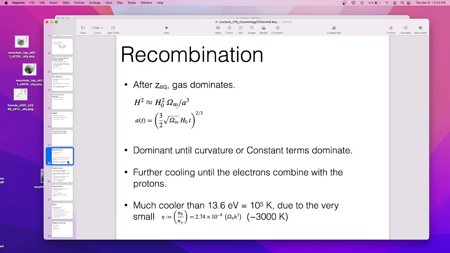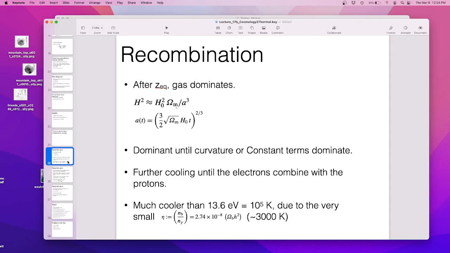So next, what happens? After matter radiation equality, which happens when this term equals this term, matter dominates, and the universe expands like t to the 2/3, not t to the 1/2 anymore.